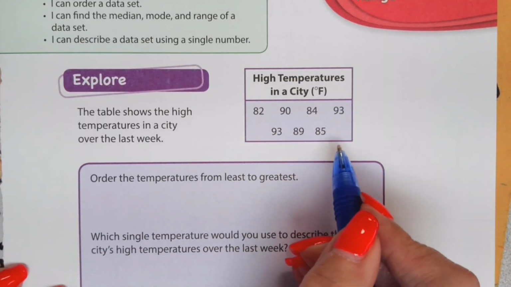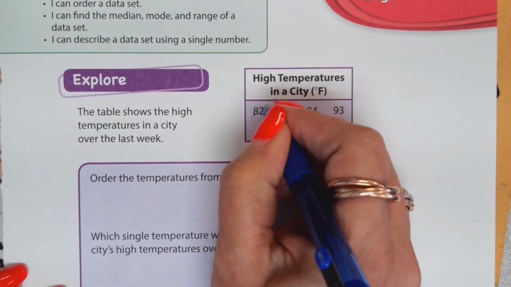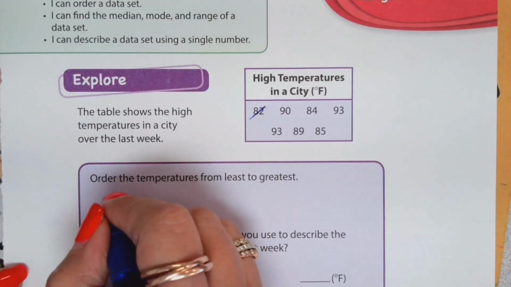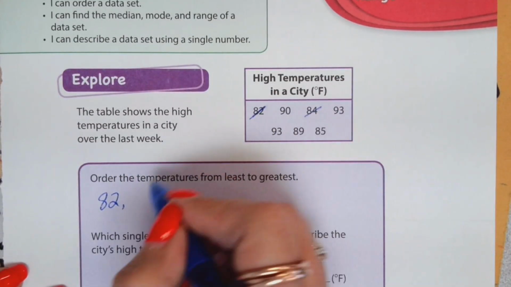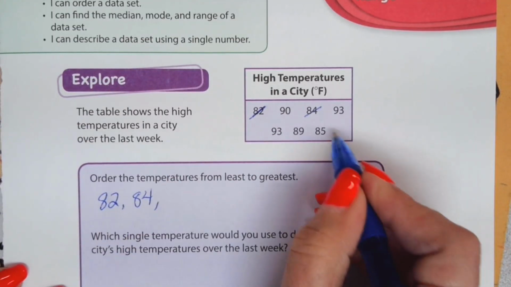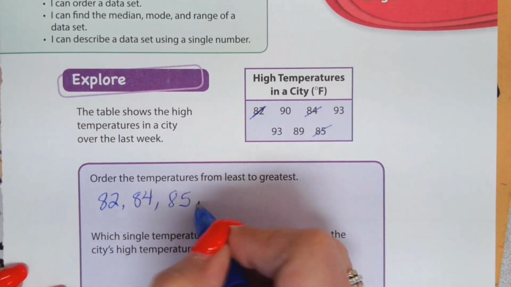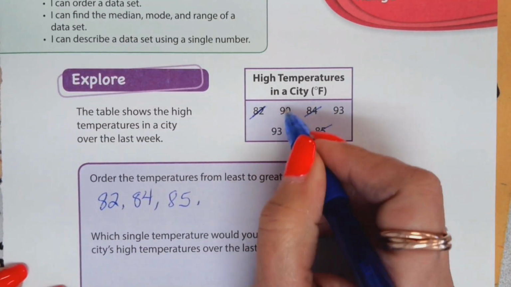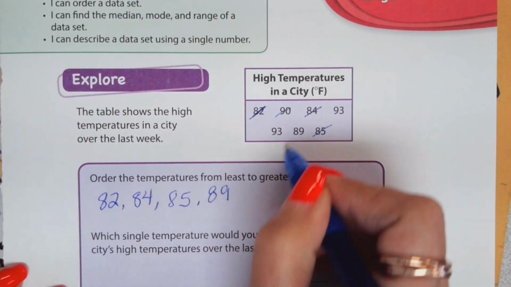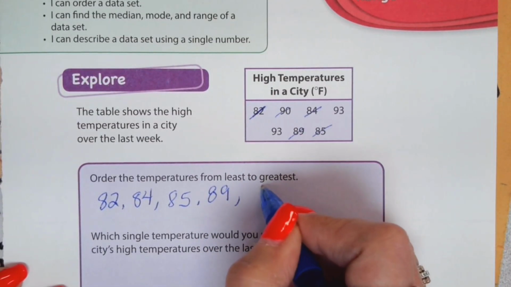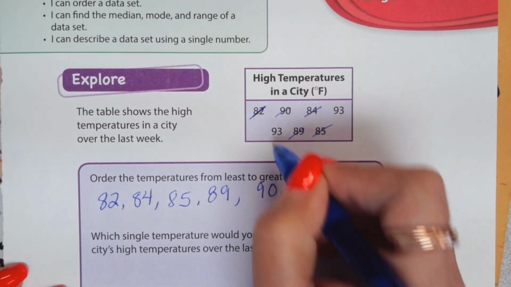Okay, so the smallest number here in our set is 82. Then it will be 84. Then we move on to 85. Then 89. Then 90. Then 93. 93 shows up twice.